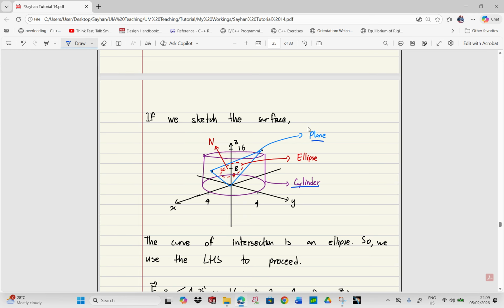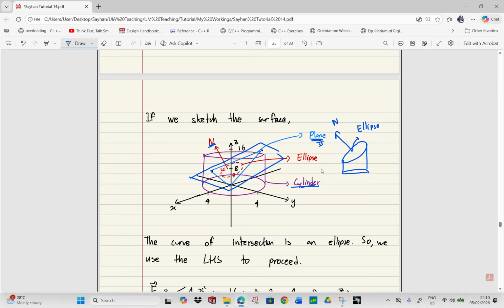So what happens when you have a plane that cuts through a cylinder, especially in this orientation? Think of it like you're cutting a sausage, for example, okay? And you cut it at this angle, what happens is that your sausage, or any cylindrical object, will have an ellipse. So this is what we call an ellipse, right? This is your curve of intersection. And the normal vector is going to be perpendicular to the ellipse, right? That means the normal vector will be going here. And this is also the same as the normal vector of the plane.